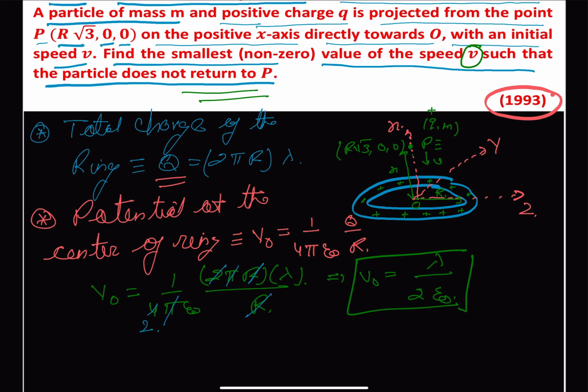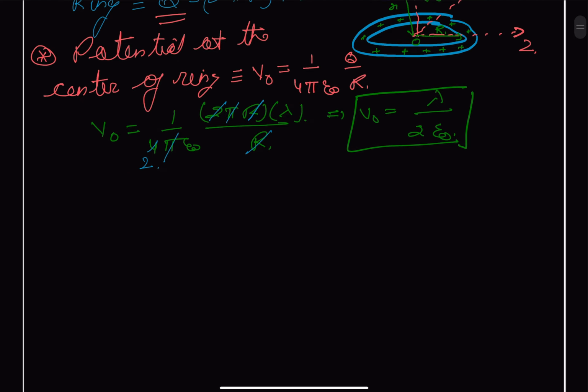Similarly, we can find the potential at point P because of the ring. So let us draw this figure again. Now the ring I am going to represent only by a circle, and we have a point P somewhere here, and for the sake of convenience we assume that this distance is x and r is the radius, and we have a positive charge all along the ring.